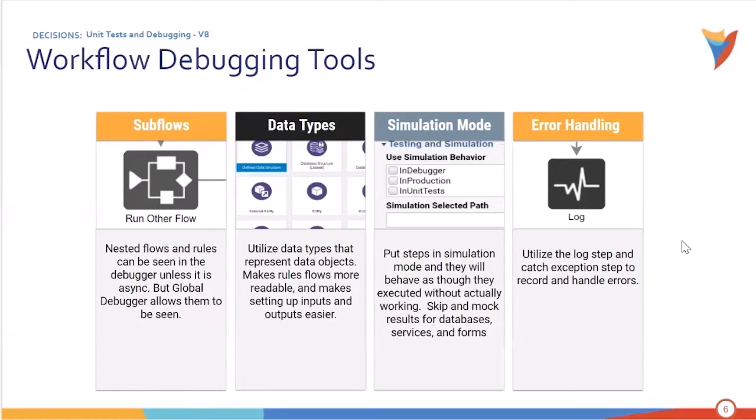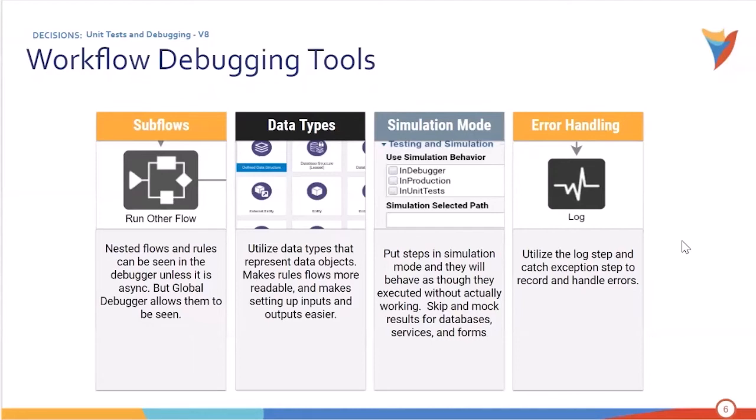When you are trying to pass in many inputs, the best practice is to utilize data types that are represented as data objects. This makes rules and flows more readable and also makes setting up inputs and outputs a lot easier.